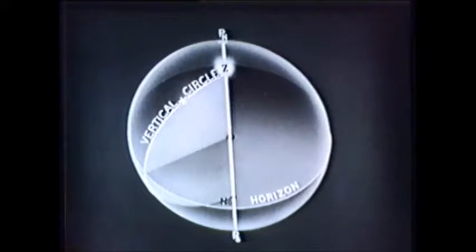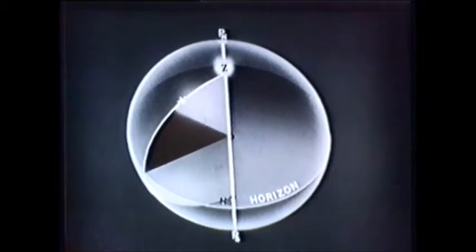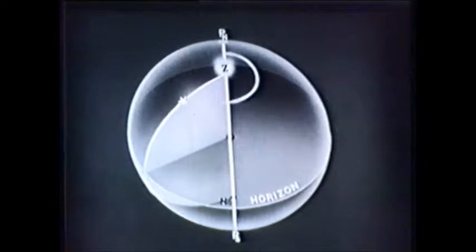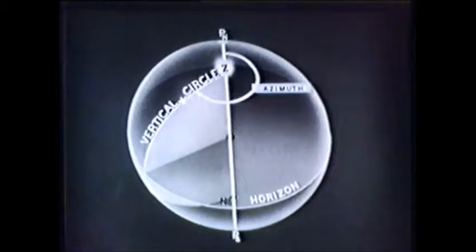Let us consider a body which is east of the observer's meridian and pass its hour circle and vertical circle through it. Note the angle which is formed at the zenith between the upper branch of the local meridian and the vertical circle through the body. This is the azimuth.